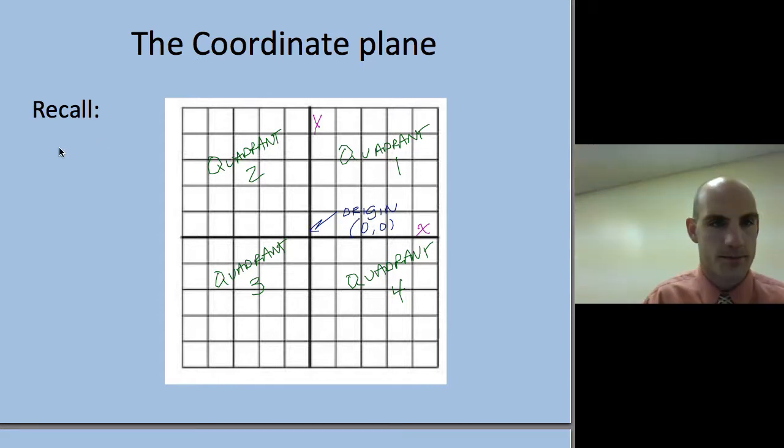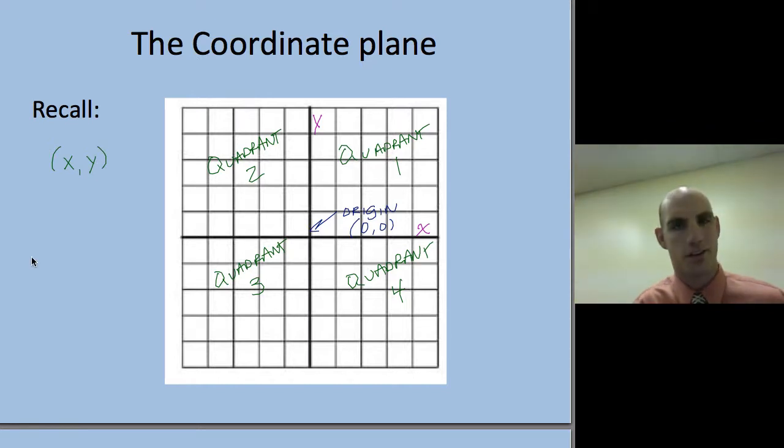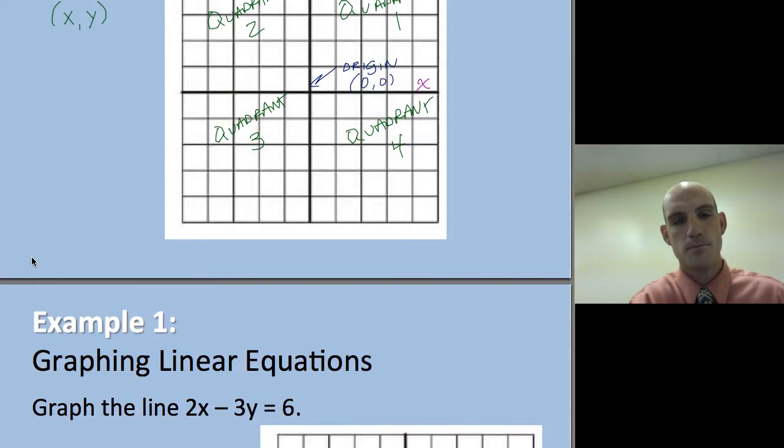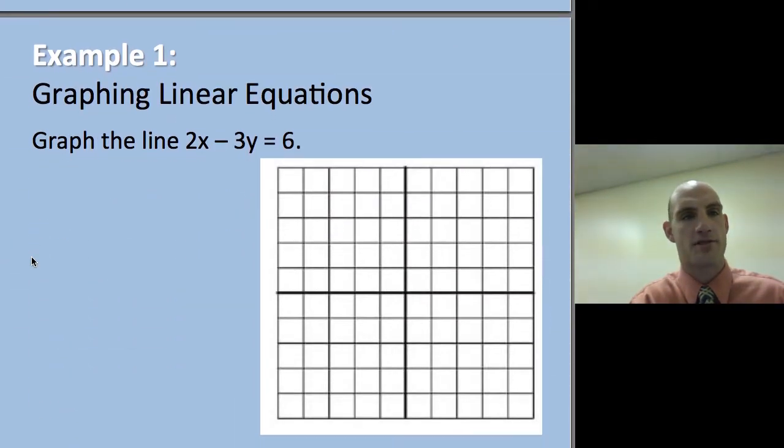Inside the brackets, it's x, comma, y. Nothing new there, but that's going to help us when we start to graph these things, remember which one is which. Let's talk about graphing lines first.